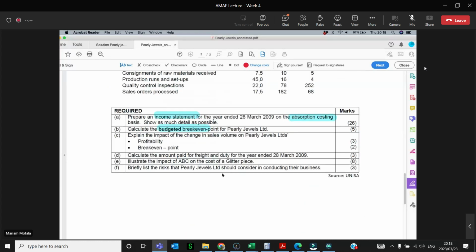And now look at the question. Prepare the income statement on the absorption costing basis and calculate the budgeted break-even point. They're requiring us to compute the budgeted break-even point. And to come up with the budgeted break-even point, it's our total fixed cost divided by our weighted average contribution. And from there, you will come up with a budgeted point for shiny and a budgeted point for glitter, the two products.